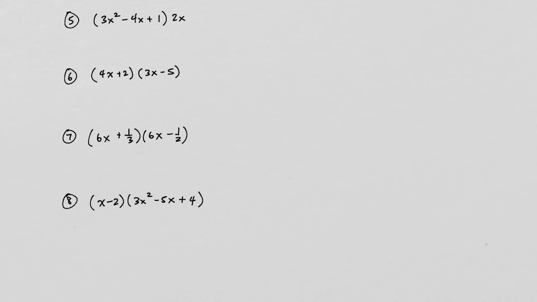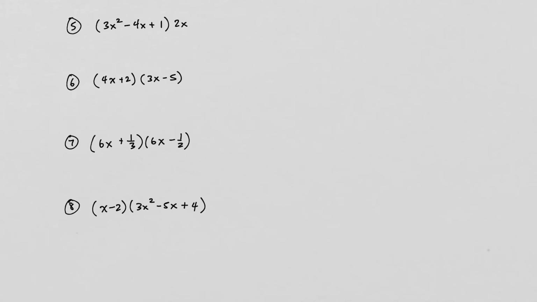Now, example 5 is pretty much the same as our previous examples. The only reason I bring up example 5 is because sometimes you will be multiplying a polynomial by a monomial, but it'll be on the right-hand side instead of the left-hand side. And this doesn't matter. We can still distribute 2x like this. We can actually distribute from either side.